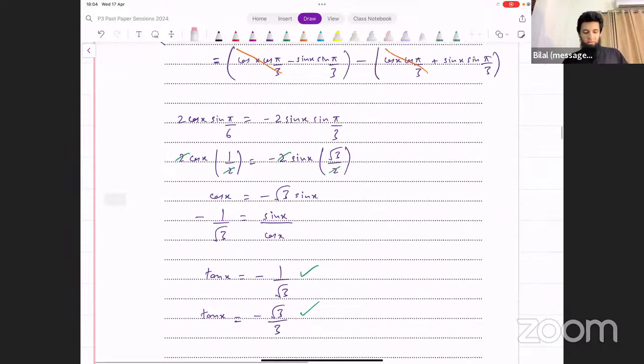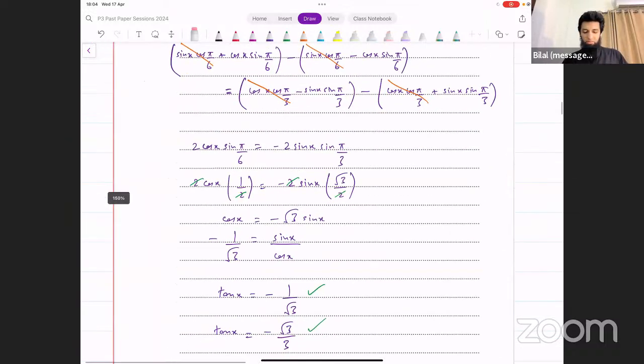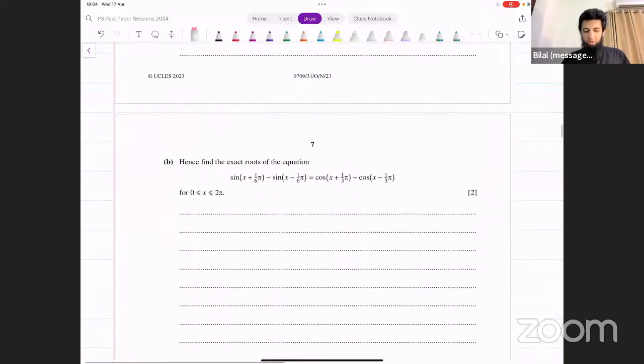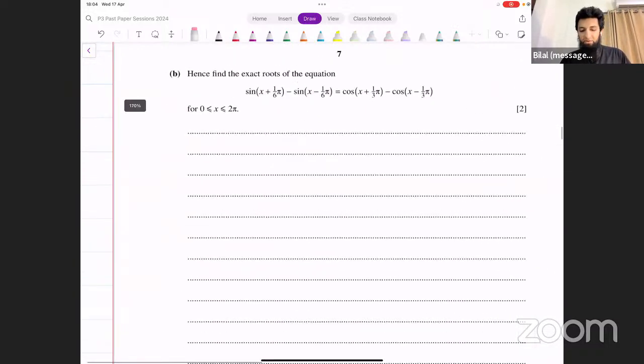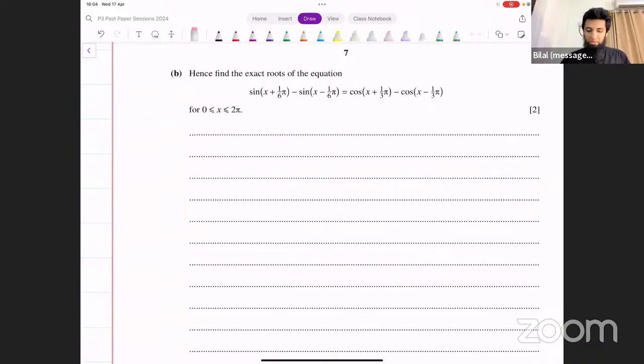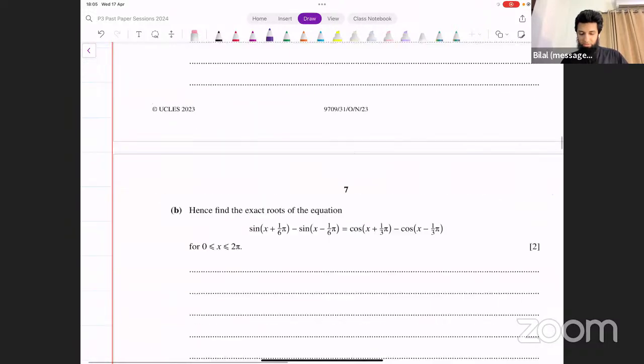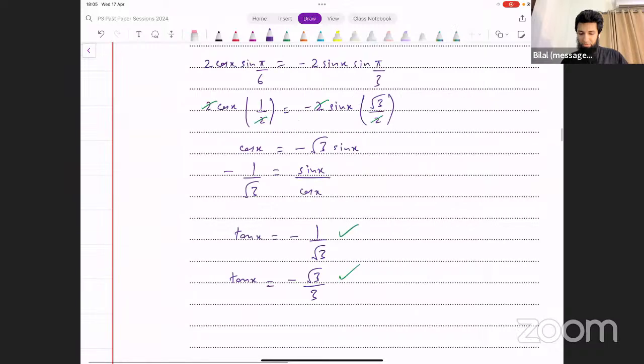All right. So that's part A of question number 5. Makes sense? Let's move on to the next one. Part B. Now it says, hence find the exact roots of this equation. Now let's see if there's any difference between this equation and the previous one. Sine of (x plus pi over 6) minus sine of (x minus pi over 6) equals cos.